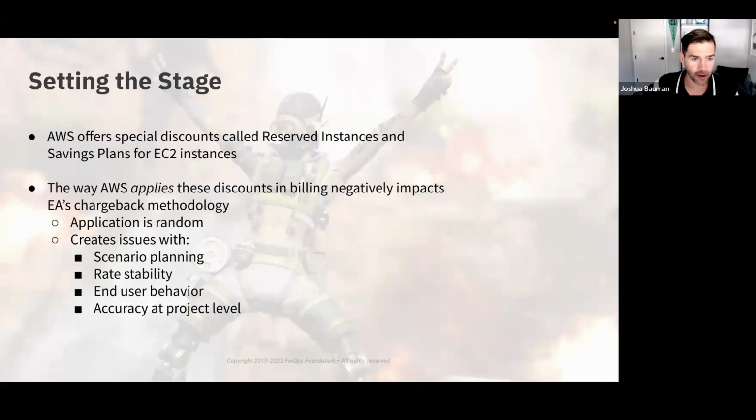So I kind of went ahead a little bit of myself here, but what we did then is we got our savings plans and our reserved instances in there and talked to our finance teams and our business partners and said, okay, the way that the rates are applied today negatively impacts our chargeback methodology. It's inconsistent. It doesn't allow us to scenario plan well because we're not sure what the rate will be at any one moment.